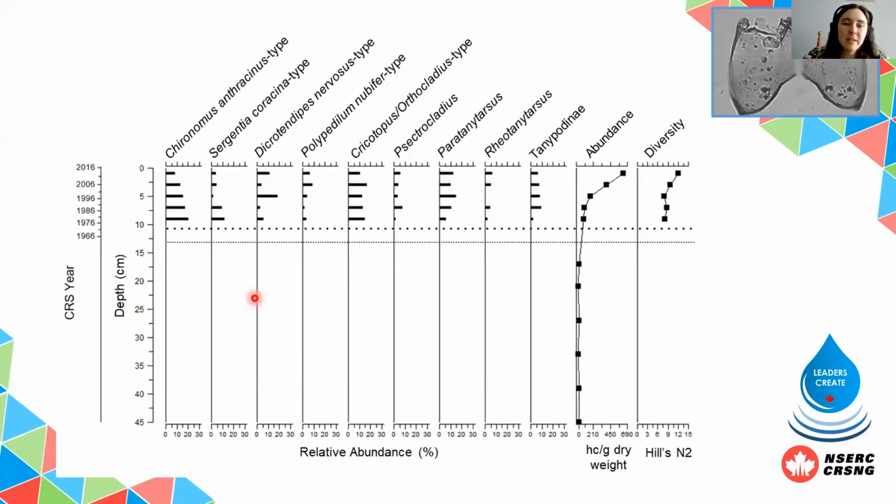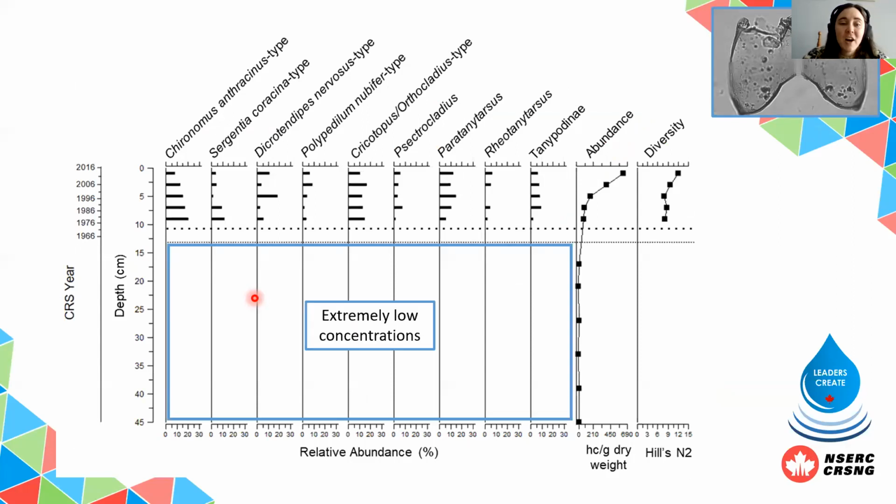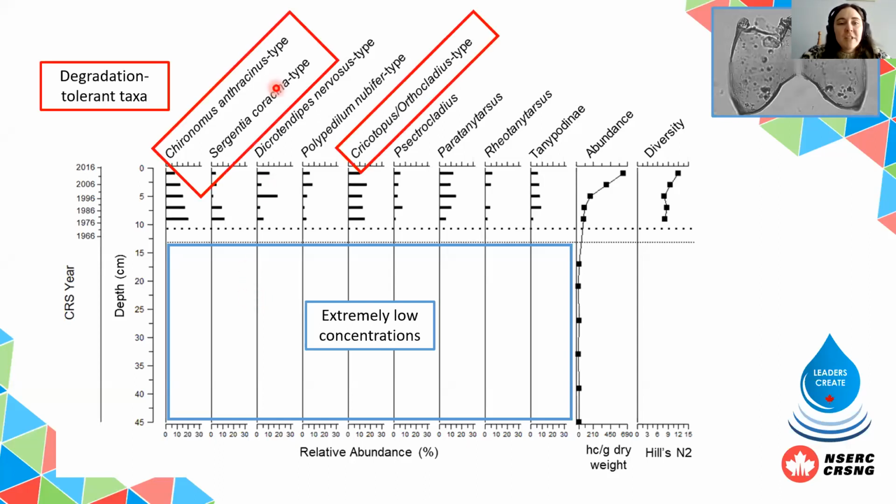For our chironomids, really the most interesting thing to note here is that we had hardly any chironomids prior to about the 1960s. In more recent terms, we saw a bunch of degradation-tolerant taxa occurring, but really this extremely low concentration is quite unusual.